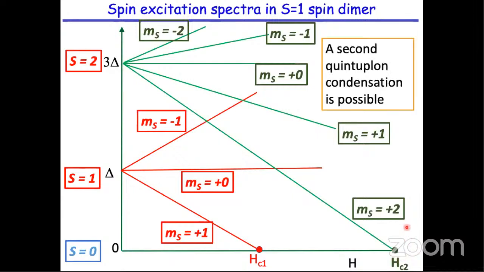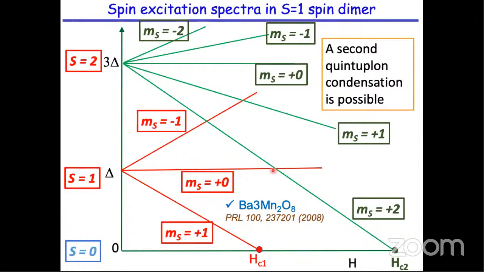So there are possibilities that, in addition to triplon condensation, you can also have quintuplon condensation at a higher magnetic field. So that's why this spin-one dimer could be very, very interesting. But what you also see in the literature is that there are very few examples in real materials which exhibit this kind of condensation. One of the examples we found is BaMn2V2O8.